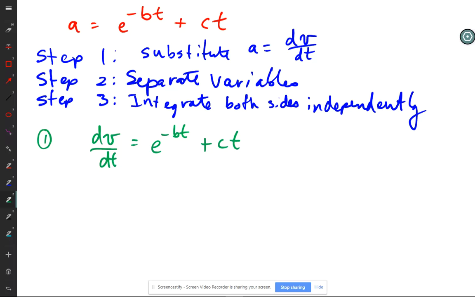Now step 2, I have to decide how to separate the variables. So I need to identify what are the variables in this equation. So if I look at the equation I wrote for step 1, what are variables and what are constants? So first name the constants. Let's get those out. Okay, b and c. B and c are constants. What are the variables? t and v.